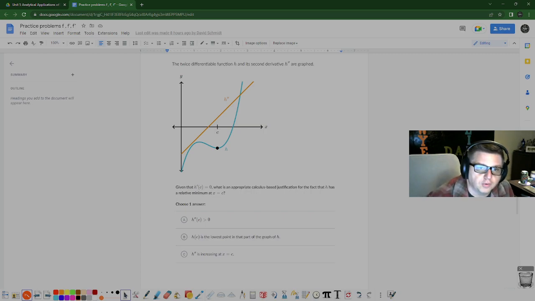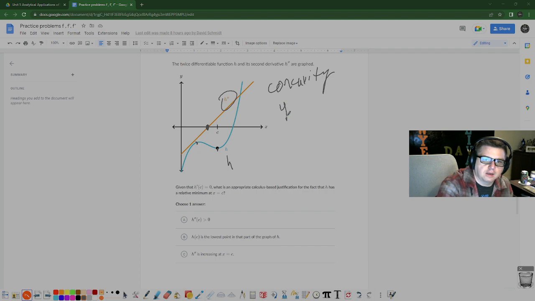Twice differentiable function h and its second derivative h double prime are graphed. So we have h, know it, first rule of graphs, know what graph you're looking at. So h is the blue one, and then h double prime is this one. So right here, even though we see a potential max and a potential min, what we're looking for on the second derivative is concavity.